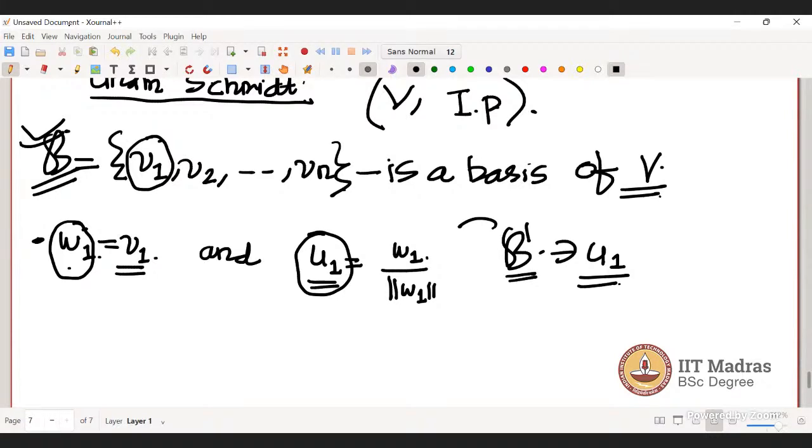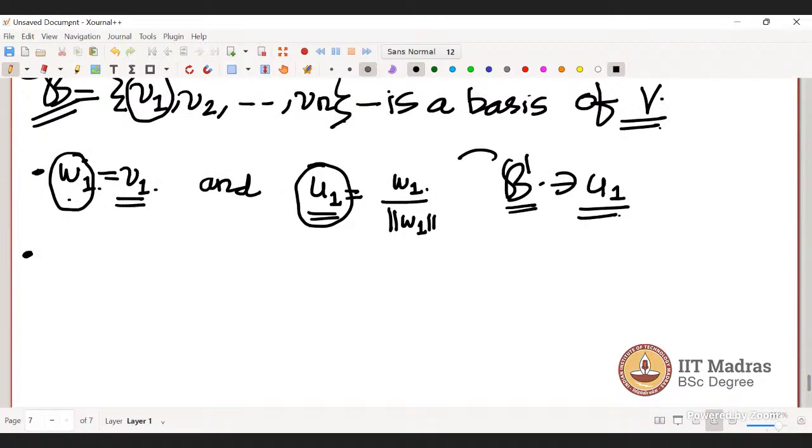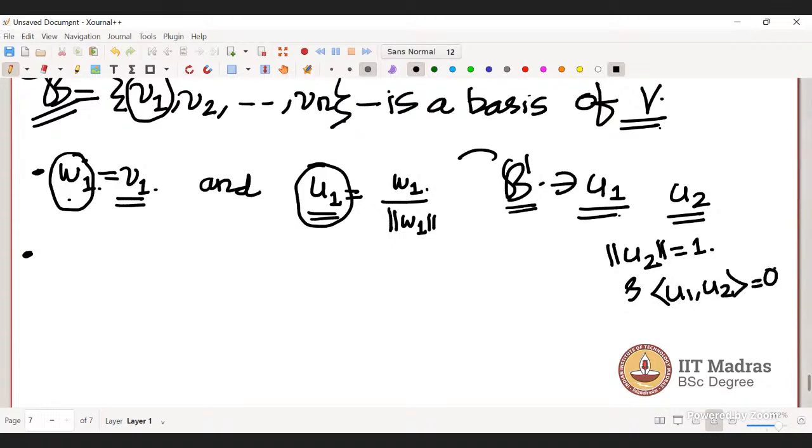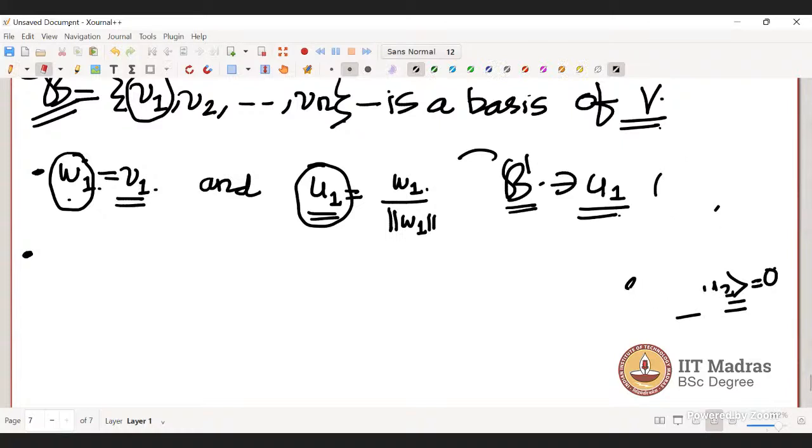Okay. So then I need to compute the second vector. I want to compute a vector U2 in my basis such that the norm of U2 is 1, and the inner product of U1 and U2 is 0. So I want a vector U2 such that the norm of U2 is 1 and the inner product of U1 and U2 is 0. That is my target.